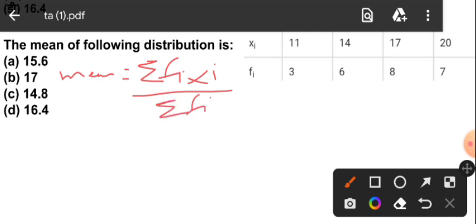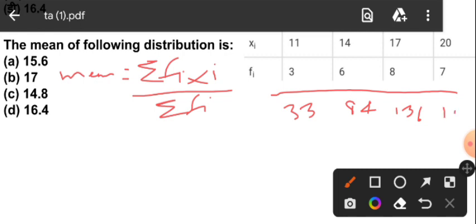So first we need to multiply fi xi. Here the data of fi xi is given, right? So let's multiply. 11 into 3 is 33. 14 into 6 is 84. 17 into 8 is 136. 7 into 20 is 140. Okay, it is 140, right? Okay, let's sum it.